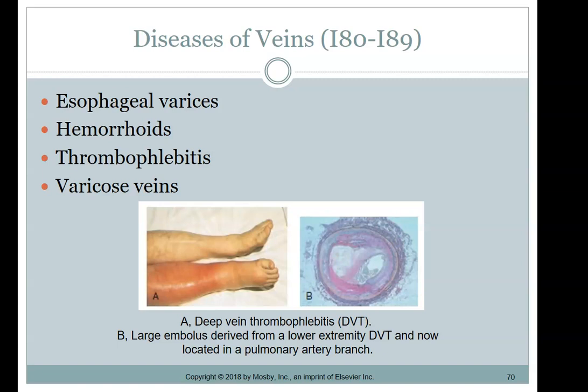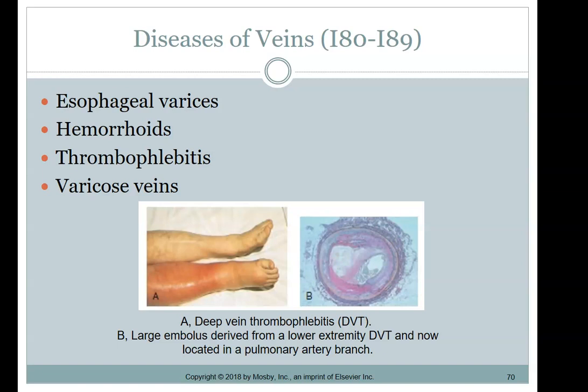Thrombophlebitis is inflammation of either the deep veins, also known as deep vein thrombosis, or the superficial veins, also known as superficial vein thrombosis. It's with the formation of one or more blood clots. If there is no blood clot, it's termed simply phlebitis.